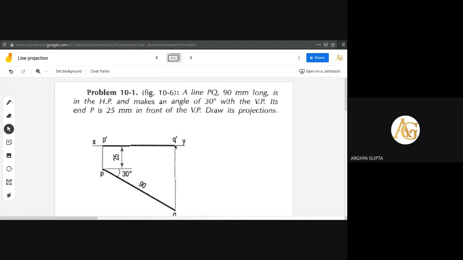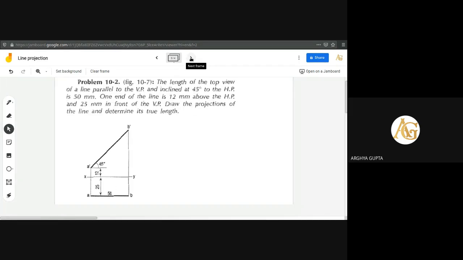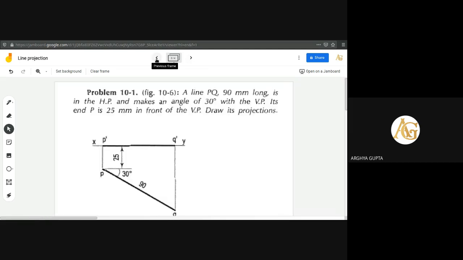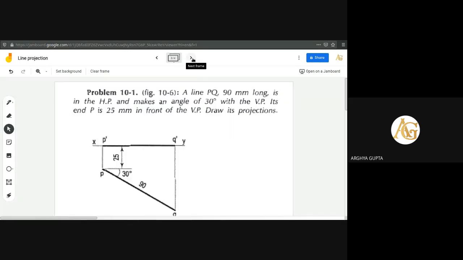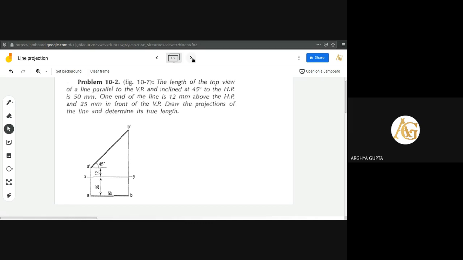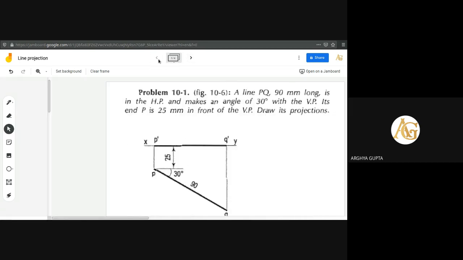Again, as I told you, the front view is designated by a dash and the top view by only the small letter of the alphabet. Okay, so this is one condition. Next condition is this: the line is parallel to VP and inclined with HP, like the second condition here.